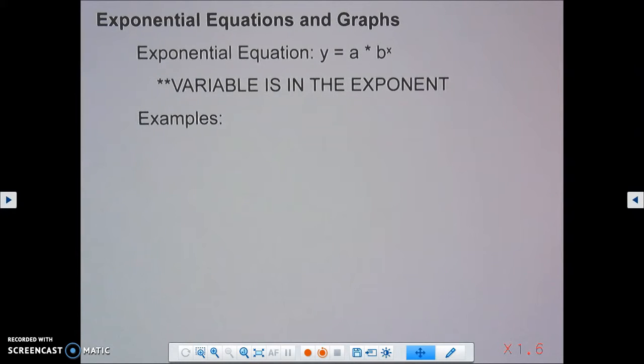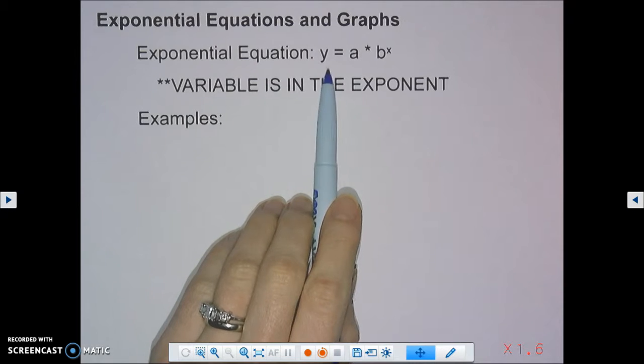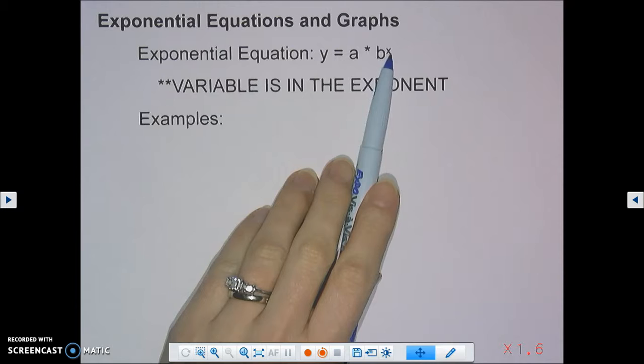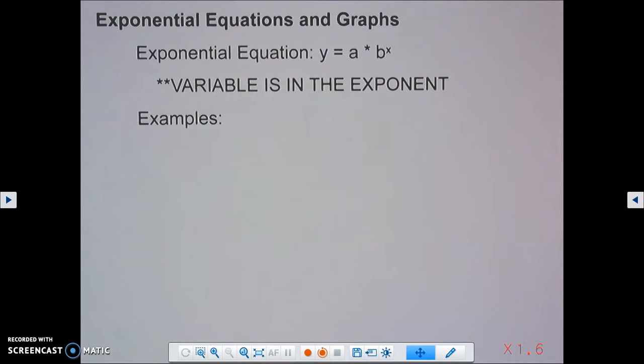Today we're going to be talking about exponential equations and graphing them. So first we've got to figure out what an exponential equation is. Every exponential equation is going to have the formula y equals a times b to the x power. That x is in the exponent here. The variable is in the exponent for an exponential equation.